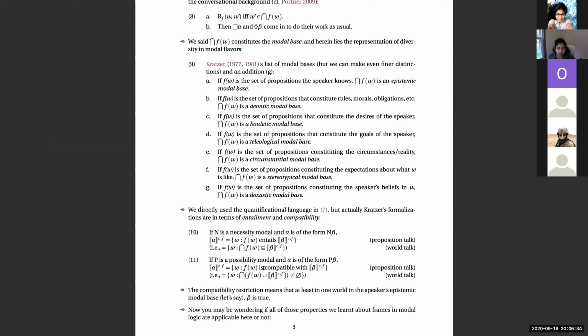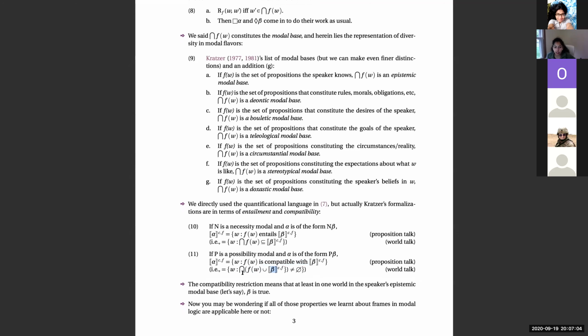So then what she uses is this notion of compatibility. This is just written in words, so it's hard to see what you mean by compatibility. If you look at the world talk, then what this means is if you take the union of the sets that you get with generalized intersection and the set of worlds that the proposition constitutes, then basically it shouldn't be an empty set. What that means is the set of worlds that the proposition is and the set of worlds that exist in the generalized intersection.